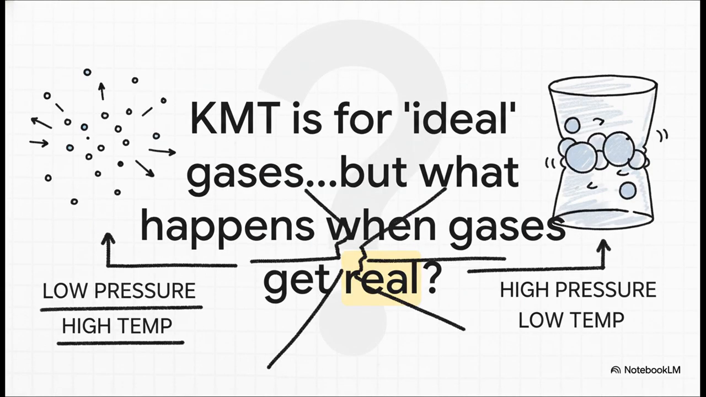Now, this whole theory is incredibly powerful. It works perfectly for what we call ideal gases. But what happens when you have extreme pressures or super low temperatures? What happens when those little assumptions we made about the particles having no volume or not attracting each other start to break down? What happens when gases stop being so ideal and start getting real? Well, that's a story for another day.